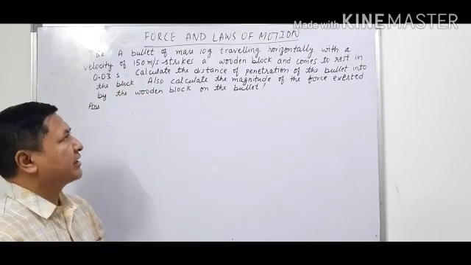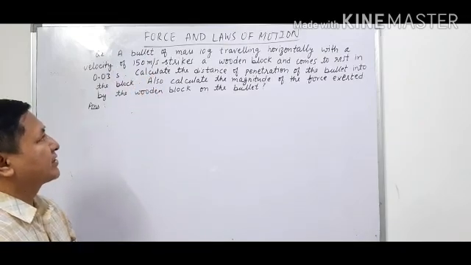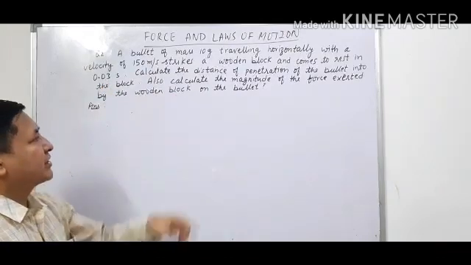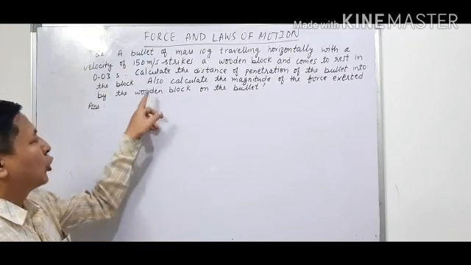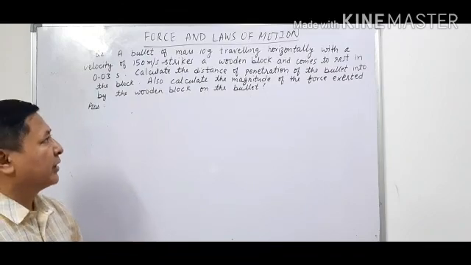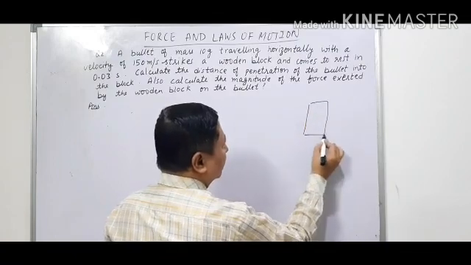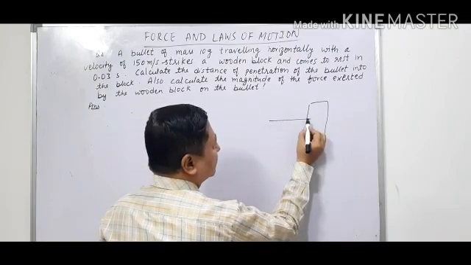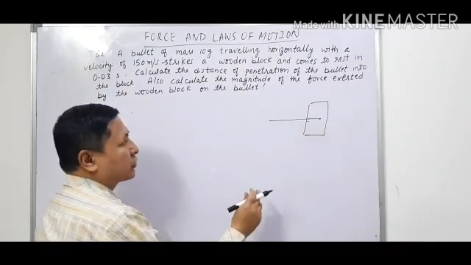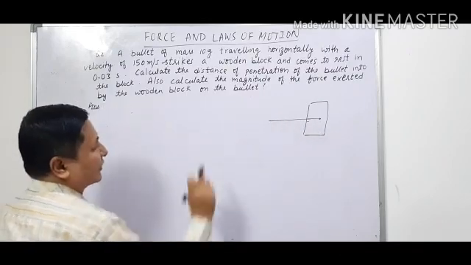A bullet of mass 10 gram traveling horizontally with a velocity of 150 meter per second strikes a wooden block and comes to rest in 0.03 second. Calculate the distance of penetration of the bullet into the block. Also calculate the magnitude of the force exerted by the wooden block on the bullet. In this we have to find two things: a bullet is fired and it penetrates inside the wooden block. We have to find how much distance it has penetrated, and also what is the force exerted by the wooden block on the bullet.